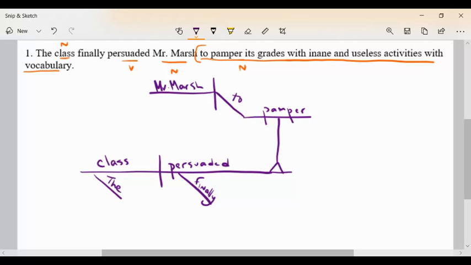Now that makes me so happy because now I can see where the rest of the sentence is going to go. Mr. Marsh is going to pamper what? Direct object. Grades. And we'd say its grades. And then we have this prep phrase, which kind of splits with activities. And then we have two adjectives, inane and useless activities. Inane sort of means mindless. And so it's not a grade with activities, but I'm pampering it with those activities. So I'm going to come down with.